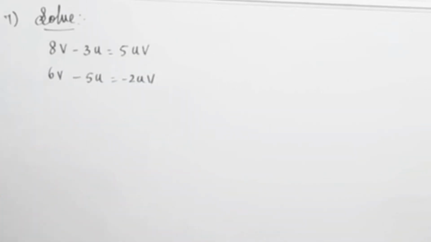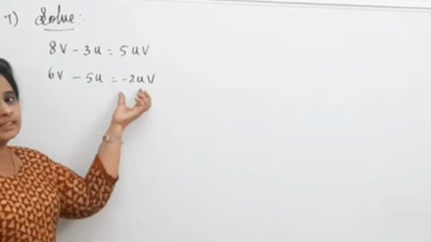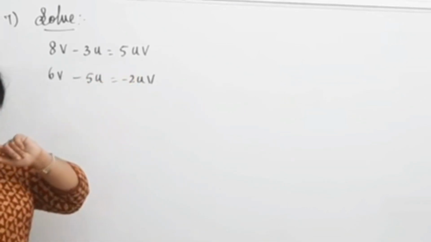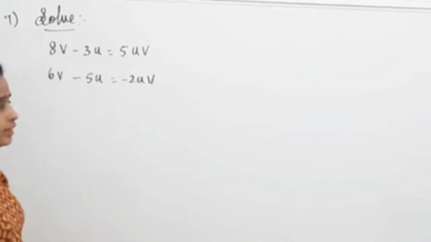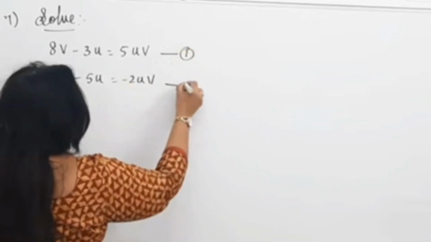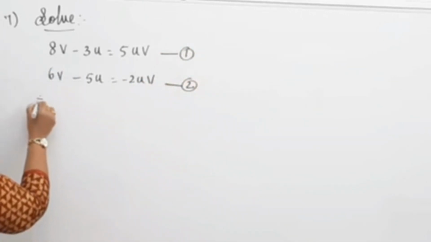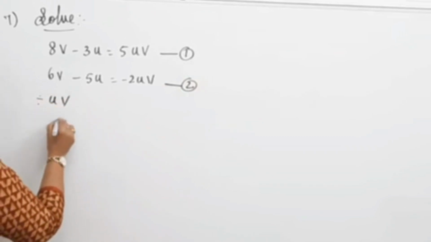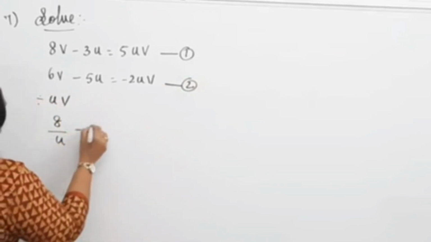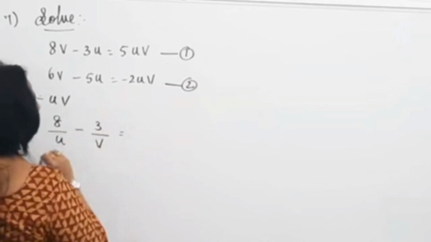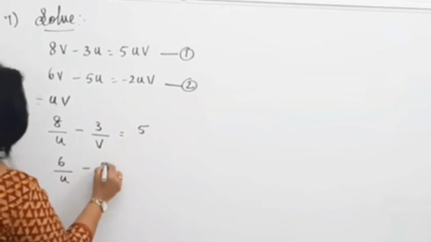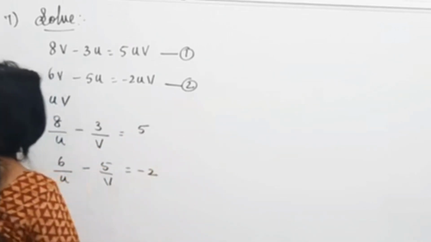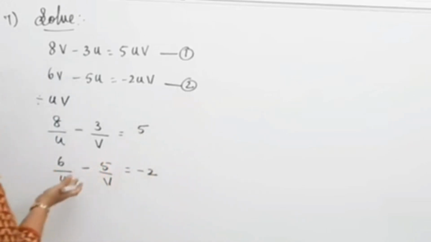As children, you can see here, this constant is having the variable uv. So what we have to do is make that term just a constant, we have to remove this uv. How do we remove it? We will be just dividing this 1 and 2 by uv, dividing by uv. So you get 8 by u minus 3 by v is equal to 5. And the next one, 6 by u minus 5 by v is equal to minus 2. Now you get your equation 1 and 2 as simple as that.